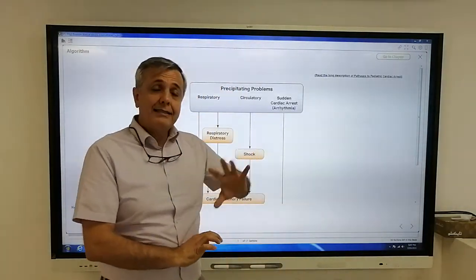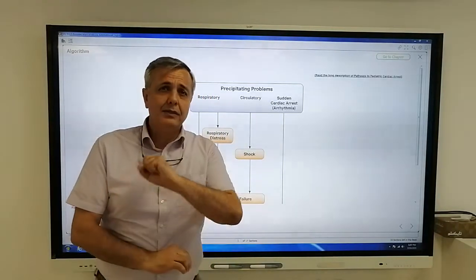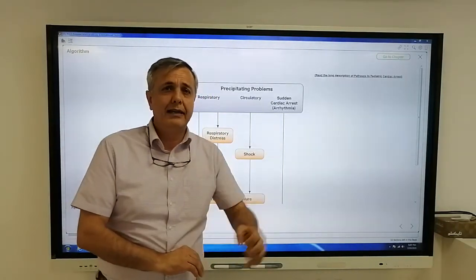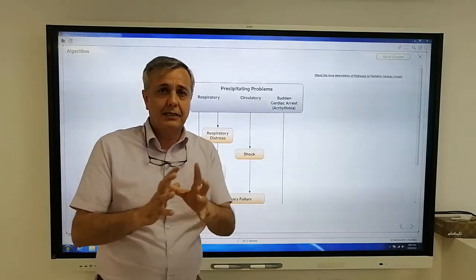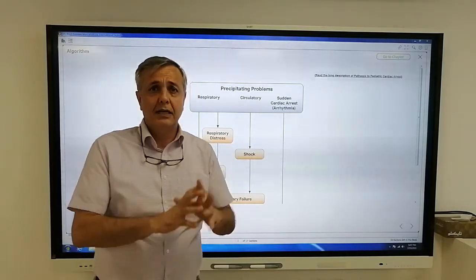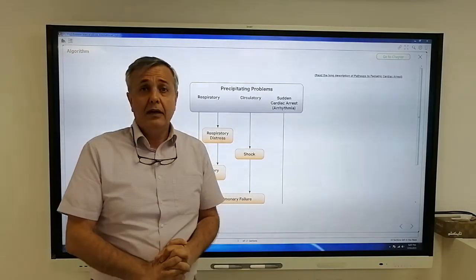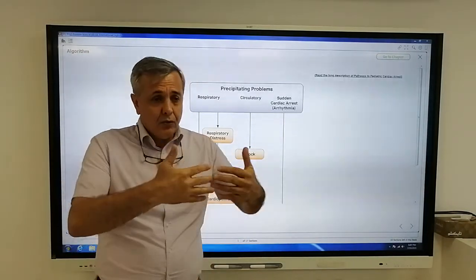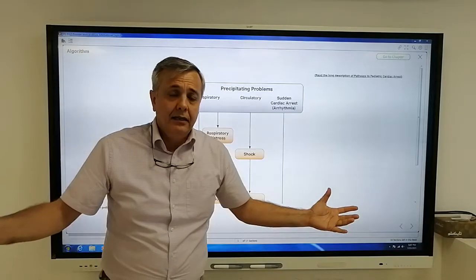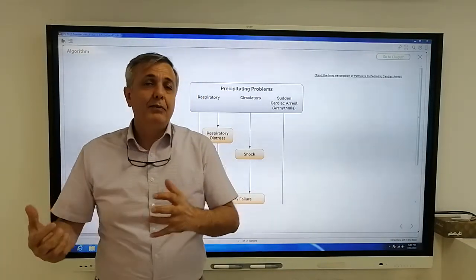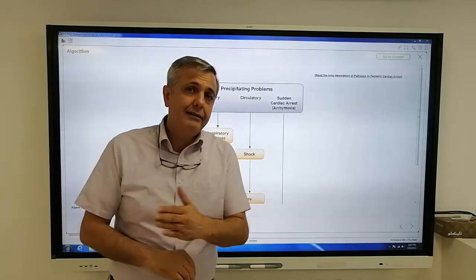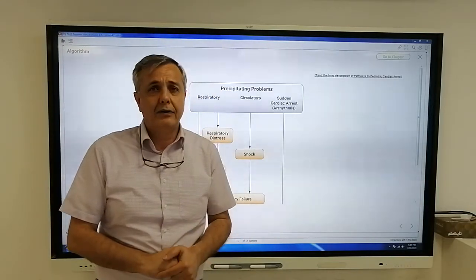So now I have assessed three systems: respiratory system, cardiovascular system, and nervous system. A and B covered the respiratory system. C covered the cardiovascular system. D covered the nervous system. And it's time to expose the child, E, and see if I can see something which can help me get closer to my diagnosis.